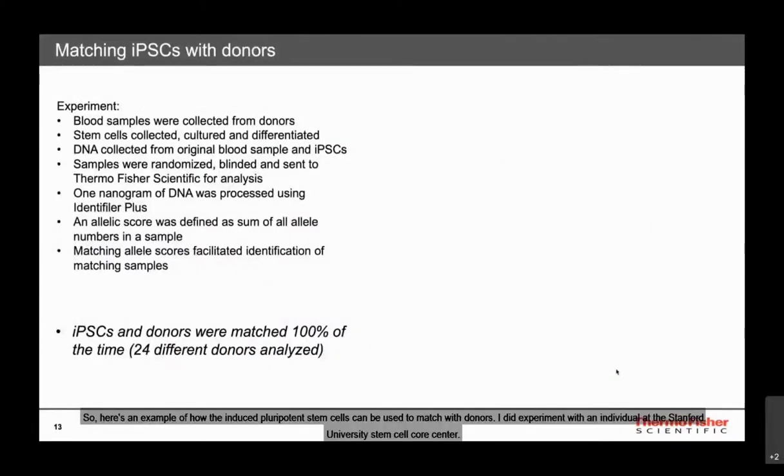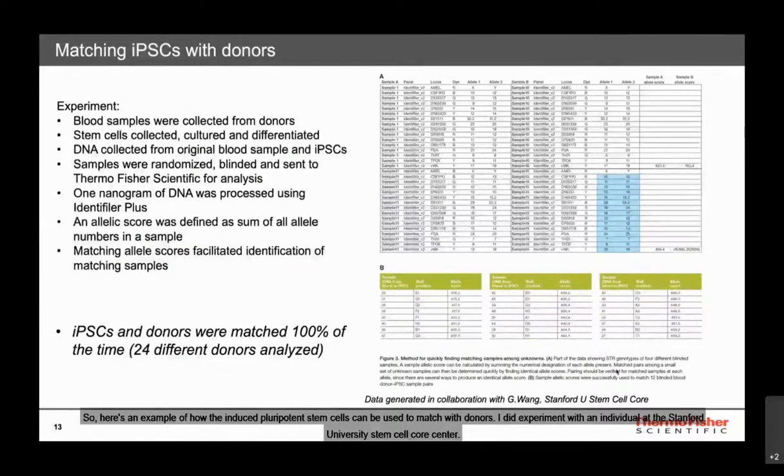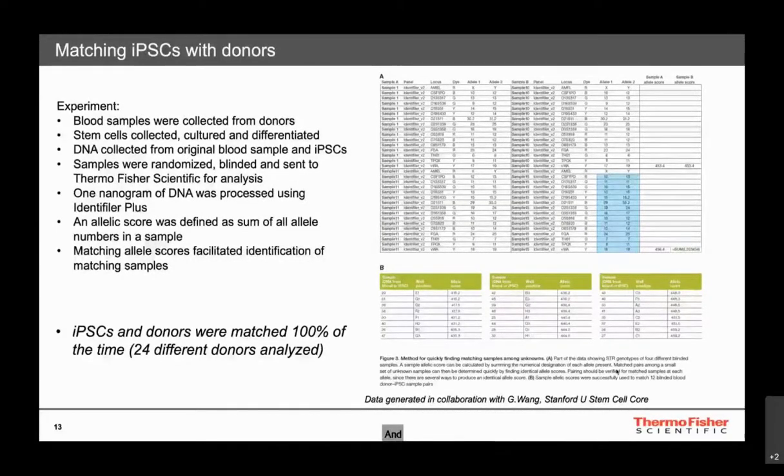So here is an example of how induced pluripotent stem cells can be matched with donors. I did an experiment with an individual at the Stanford University Stem Cell Core Center. He provided me with a bunch of blinded samples. These were either genomic DNA from donors, or from induced pluripotent stem cells he made from these same donors. He completely mixed them up and blinded me to them because he wanted to see how well the STR kits are able to match up and identify pairs of donor and manipulated cells.